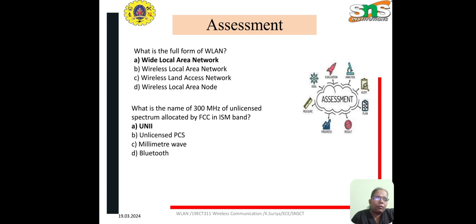What is the name of the 300 megahertz of unlicensed spectrum allocated by the FCC in the ISM band? Options are UNII, unlicensed PCS, millimeter waves and Bluetooth. Yes, the answer is UNII. Here the FCC allocated 300 megahertz of unlicensed spectrum in the ISM band. This allocation is known as UNII, which is Unlicensed National Information Infrastructure Band. It was allocated for the express purpose of supporting low power license-free spread spectrum data communication.